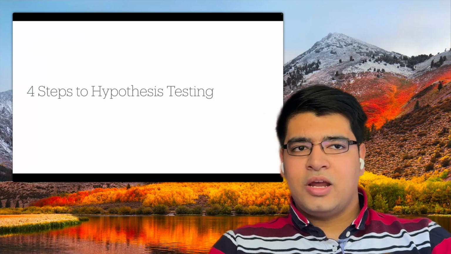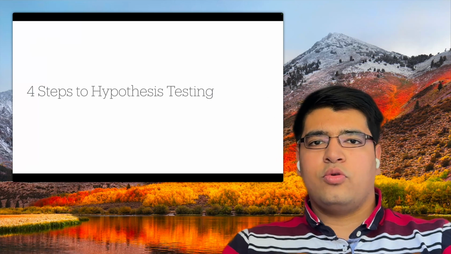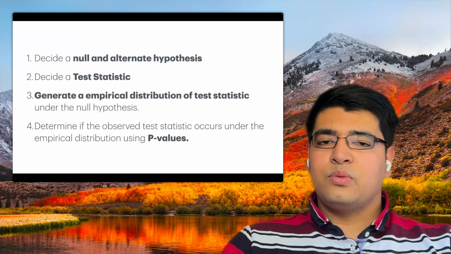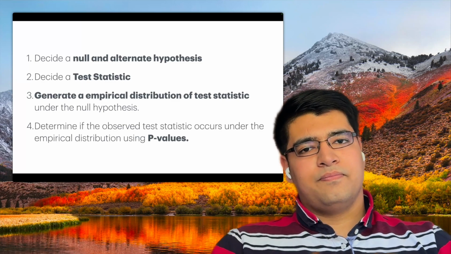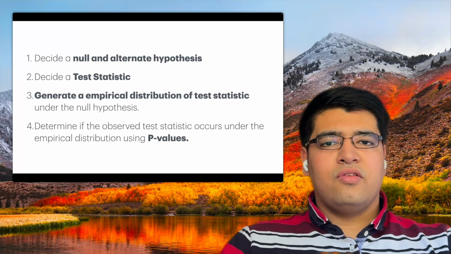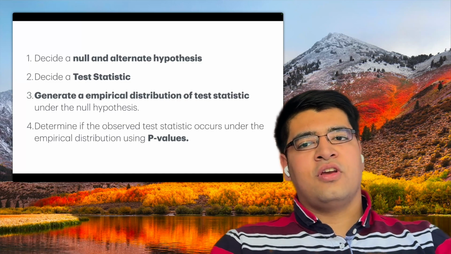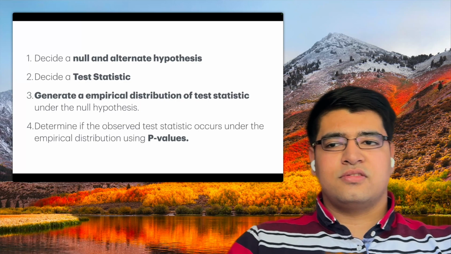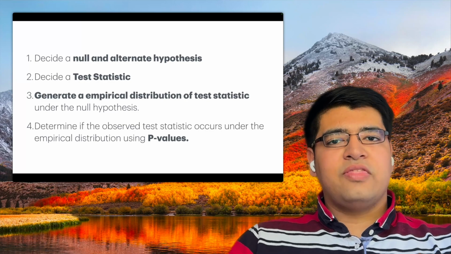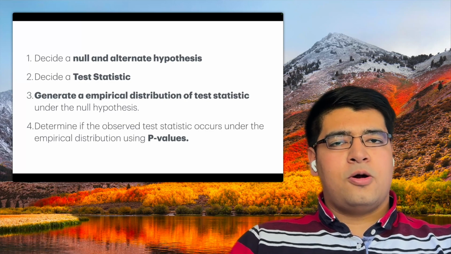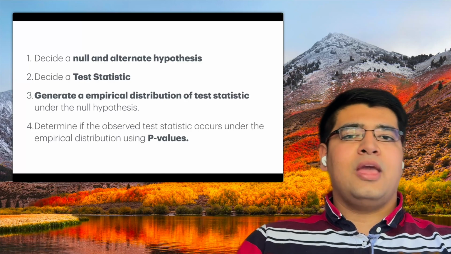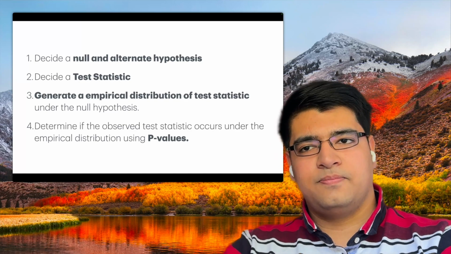There are four main steps to hypothesis testing. First, we decide on a null and alternate hypothesis. After that, we determine the test statistic. Thirdly, after we have both the null hypothesis and our test statistic, we generate an empirical distribution of test statistics under the null hypothesis. And lastly, after we have both the empirical distribution and the observed test statistic, we determine whether it's more likely that the observed test statistic occurred under the empirical distribution using p-values.